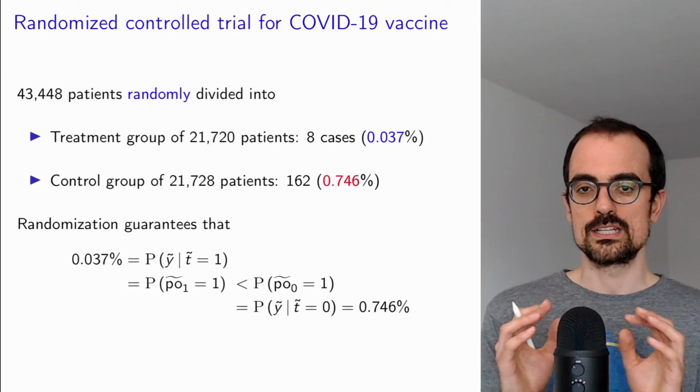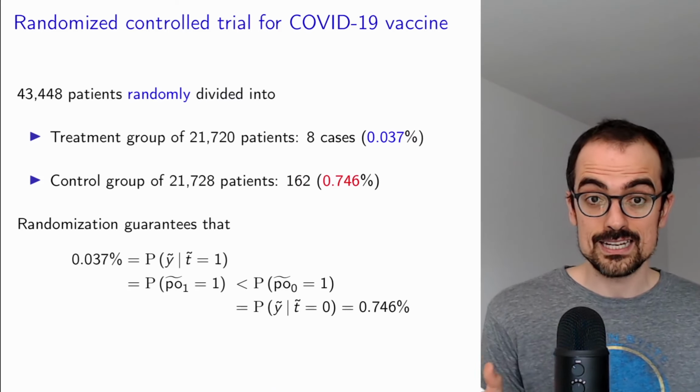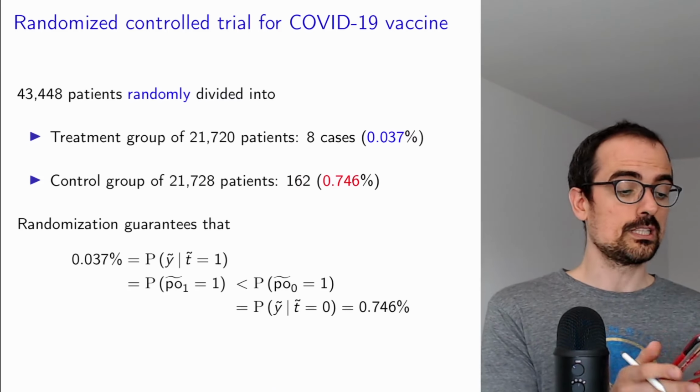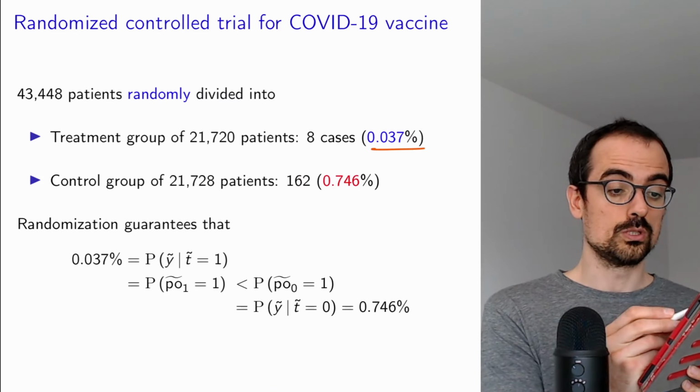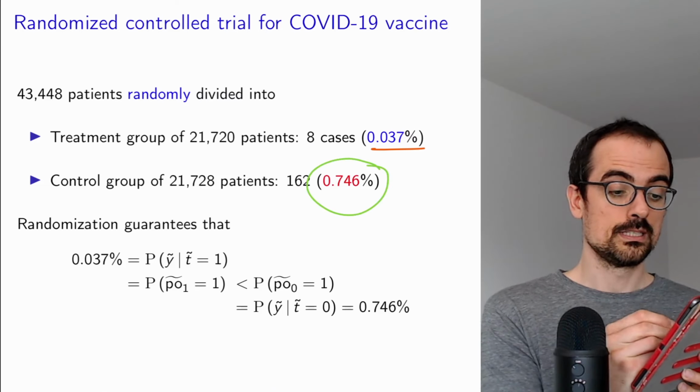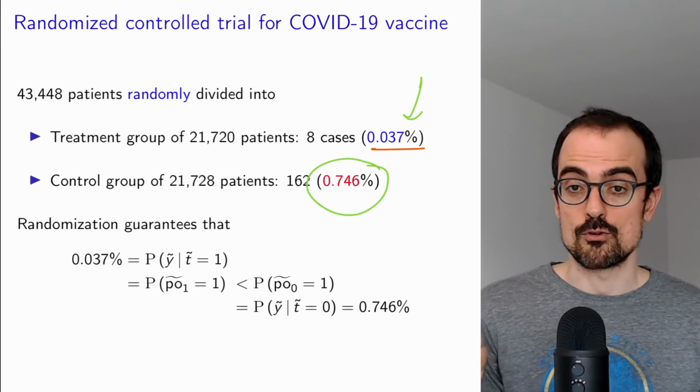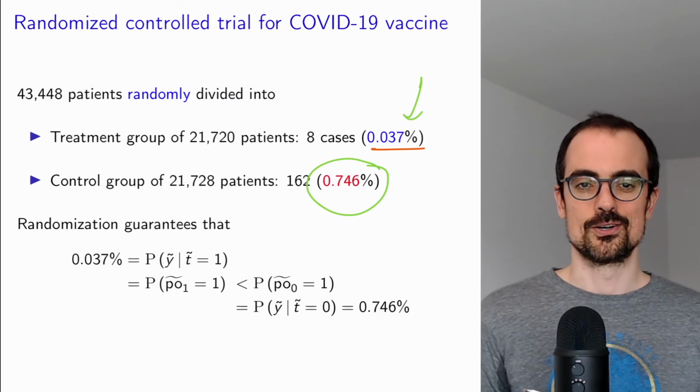Basically, the vaccine works. If we were going to look at the two alternative realities, we would observe the same thing. We would observe that a lot more people would get COVID here than here, because we have randomized. That's the key observation here.